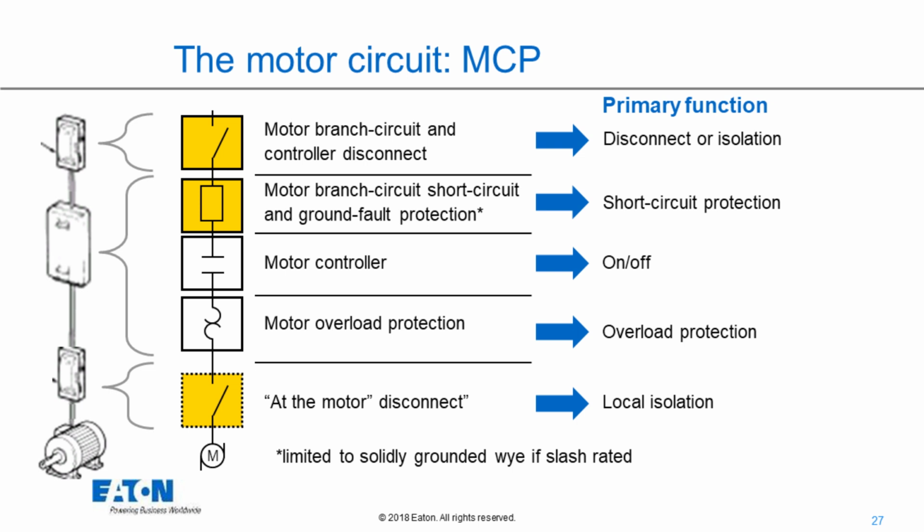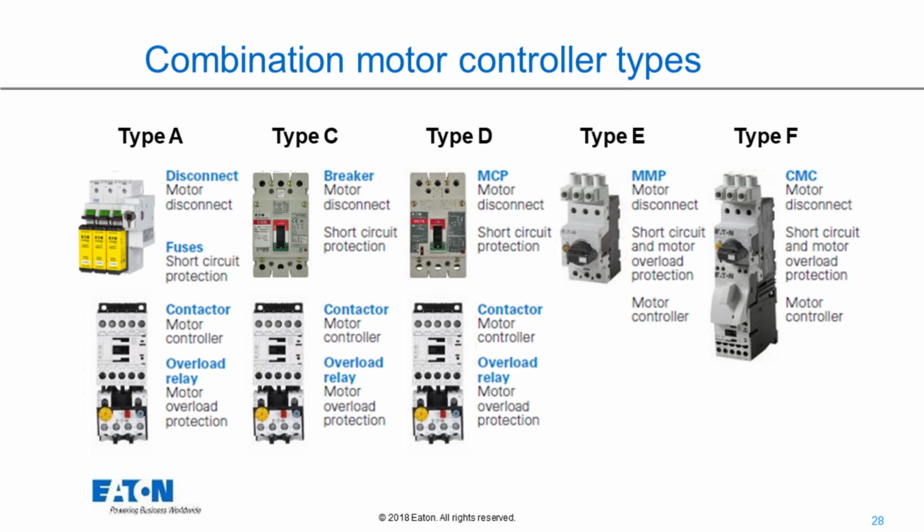And here's the motor circuit for it. Provides motor branch circuit and controller disconnect. Provides motor branch short circuit and ground fault protection. At the motor disconnect and at the motor disconnect. So those are the primary functions of it.